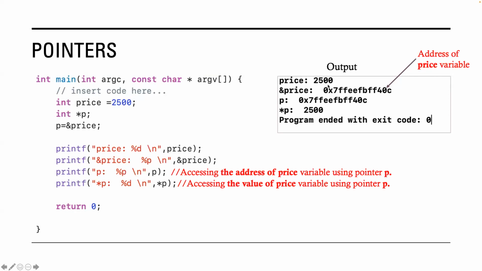And then an ampersand followed by price gives us the address of the variable price, and printing the pointer p gives the address of the price variable because that's the value of it. And then if I use star p, then I'm getting the value of the price variable, because the pointer p has the address of the price variable.